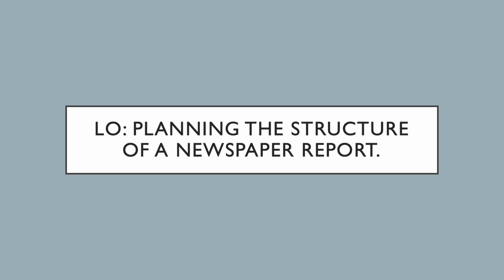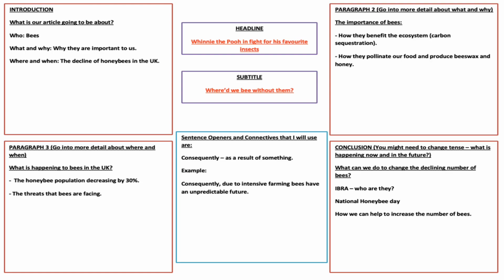Hello, Year 5. Today, in our English lesson, we're going to be planning the structure of a newspaper report. Now, we've already completed our box model, looking at the effects we want to have on the reader and the ingredients that are going to go into them, so the features of a newspaper report. Okay, so what we're going to do today is look at a plan, and I've created one here, okay?